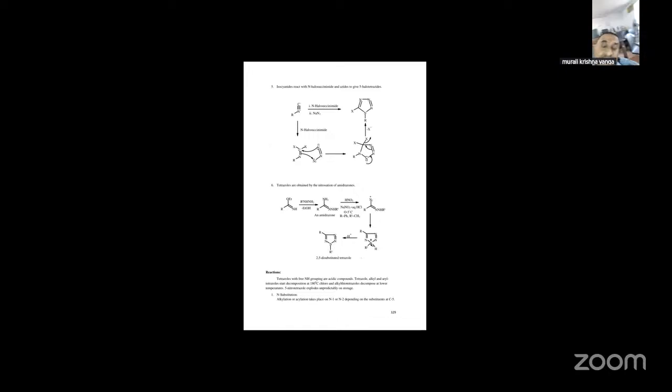Imidoyl chlorides react with azides under phase transfer conditions to form one-substituted tetrazoles. One-substituted tetrazole 5-thiols are obtained by the reaction of aryl isothiocyanate with azides. Isocyanides react with N-halosuccinimide and azide to give 5-halo tetrazoles.